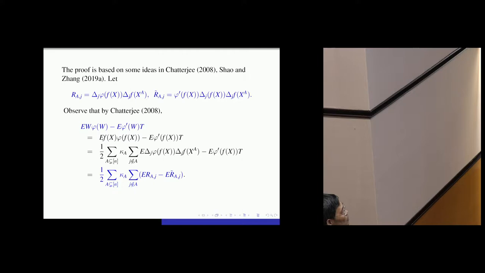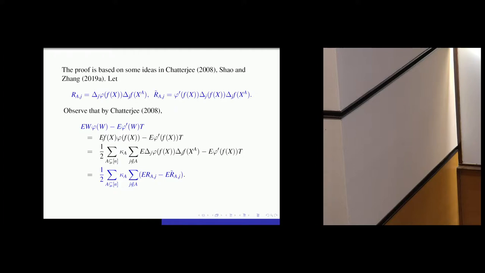Okay, so now we put back everything to that quantity. You see that that can be written as the expected value of R sub aj, and that's the quantity. So that's why we introduce that notation R_aj here, and minus the expected value of R tilde aj here. Okay. So that step is the same as in Chatterjee's proof, because when he proved the L1 norm, he also used that argument.